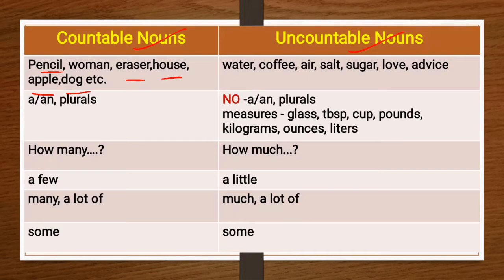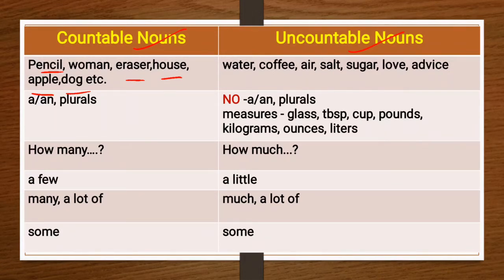Now let's talk about the rules of using countable and uncountable nouns. With countable nouns, we can use numbers or we can make their plurals. Like we can say, I have two pencils. So I am using the number 2 with the plural of pencil, that is pencils. It means we can easily use numbers and we can make their plurals by adding s or es. Similarly, we can say two women, two erasers, three houses, four apples, five dogs, etc.